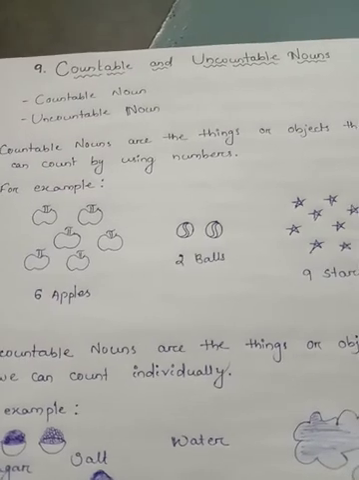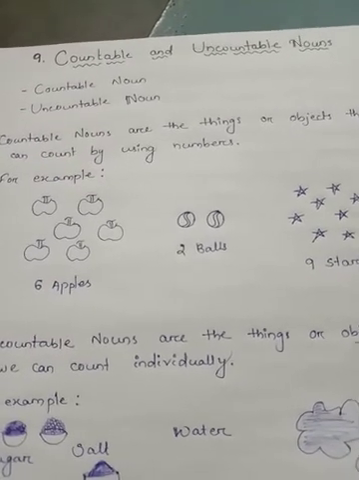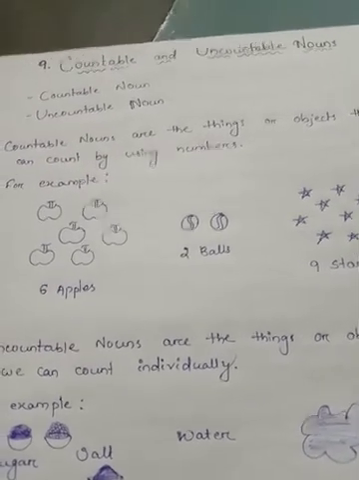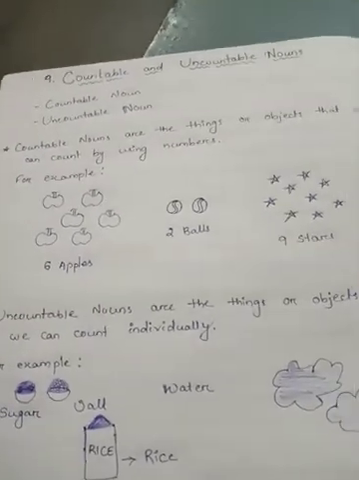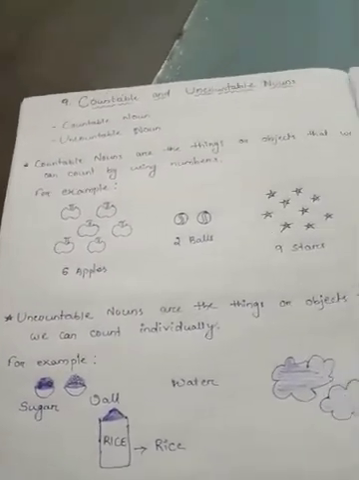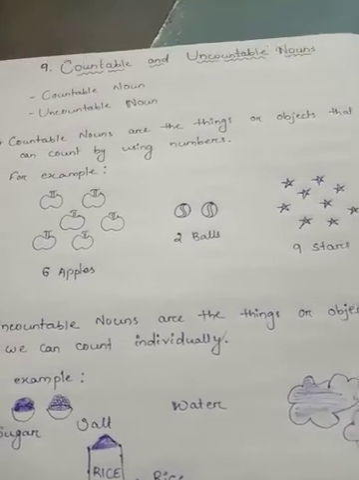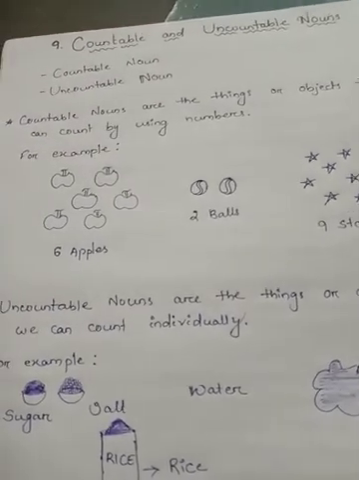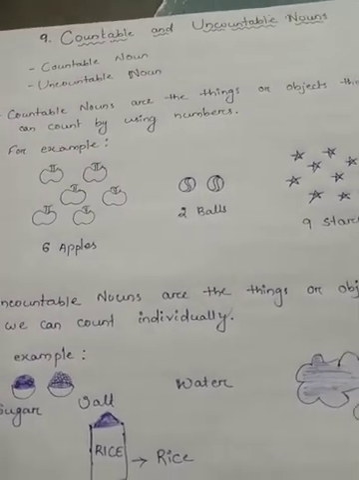So, the things or any object that can be counted by using numbers are called countable nouns. Okay, or the nouns that can be counted are called countable nouns.